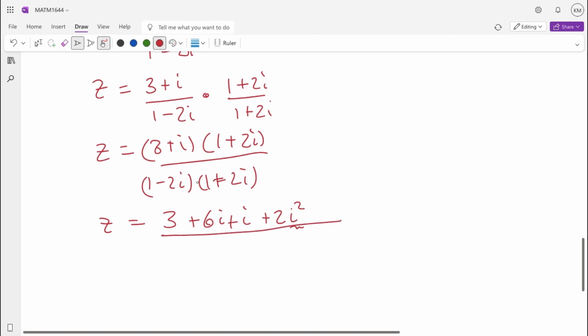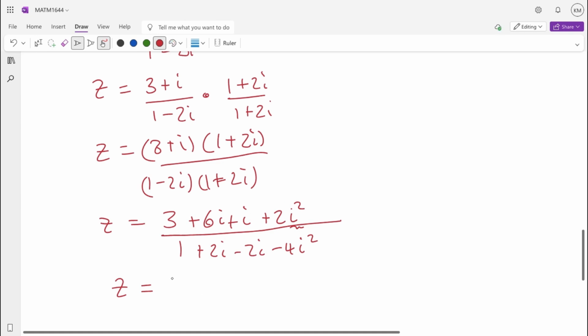It's going to be 1 times 1, that is 1. Then 1 times 2i, that will be 2i. Then minus 2i times 1, that is minus 2i. Minus 2i times 2i, that will be minus 4i squared. So then z is basically going to be 3. Remember, we have to change that i squared, so if we plug i squared as minus 1, here we'll have minus 2.